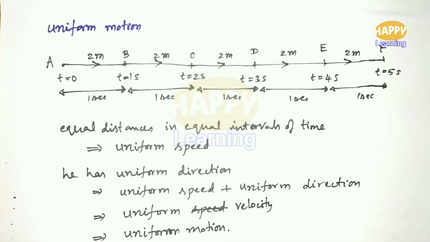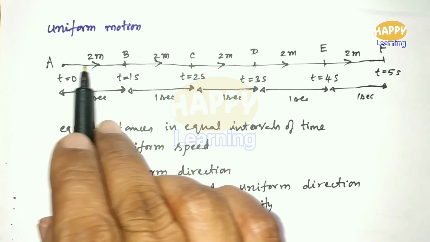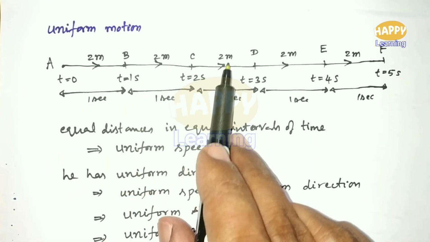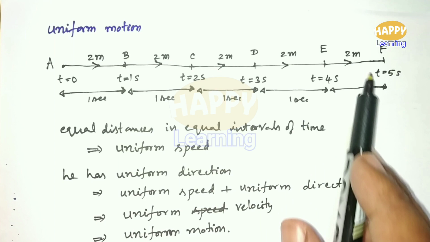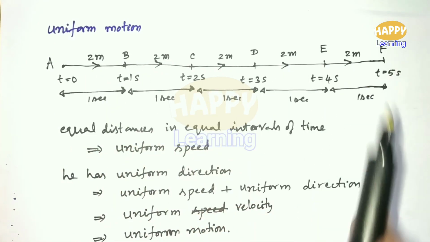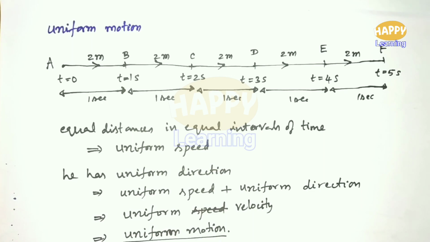Okay. So uniform motion means uniform velocity. Uniform velocity means uniform speed and also uniform direction. So here this body has 2 meters per second, 2 meters per second, and so on, speed, and also a constant direction of motion. So he is said to be in uniform motion.